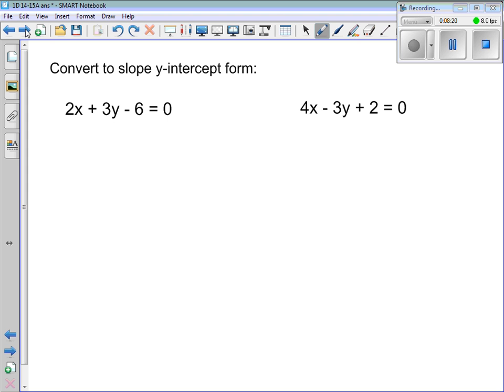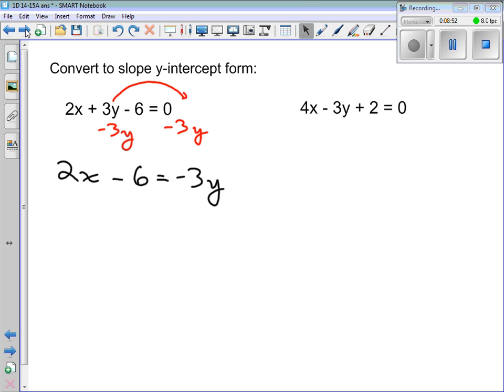First thing we want to do is move the y term over to the other side. And then we want to divide everything by the coefficient of y. So let's take this one here. First thing we want to do is let's get this 3y by itself over here. So we're going to do that by subtracting a 3y there, subtracting a 3y there. That gets us 2x minus 6 equals negative 3y. And we do this because we know that this plus 3y and that minus 3y are going to cancel.